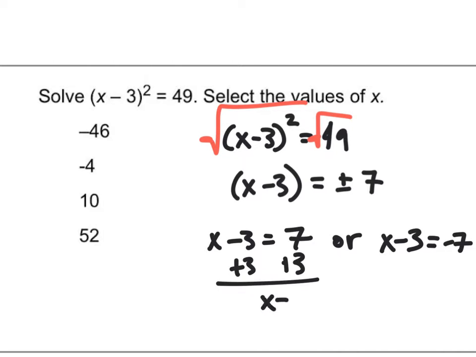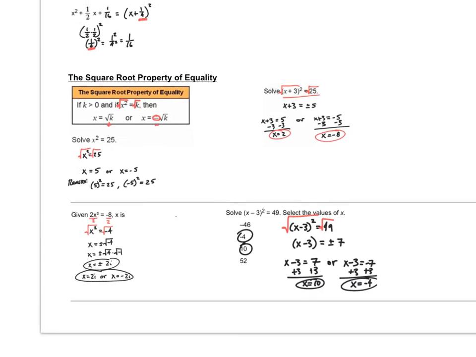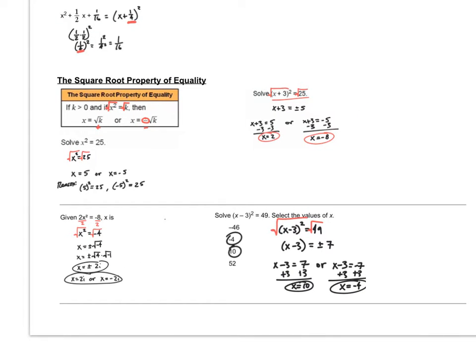So I end up getting that x is equal to 10. And if I add 3 to both sides here, I get that x is equal to negative 4. So x equals 10, x equals negative 4, and these are the values that we can get for x. We get 2 of them. All right, let's move on to the next page.